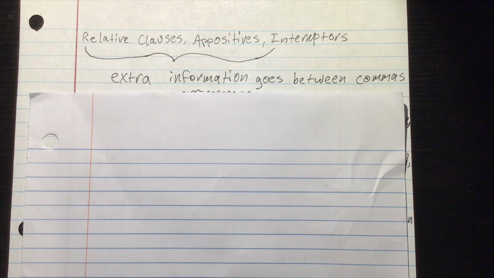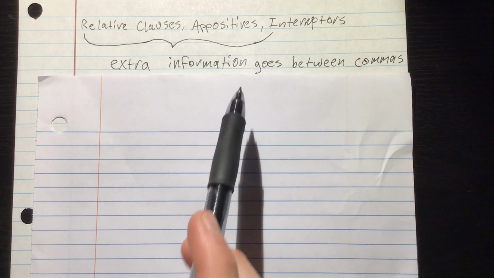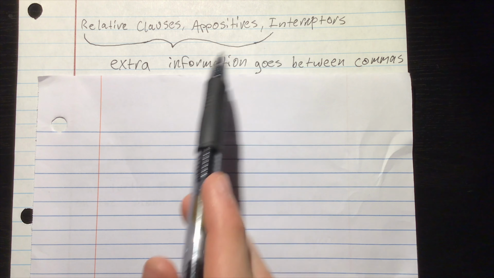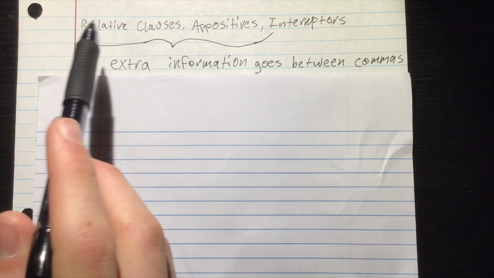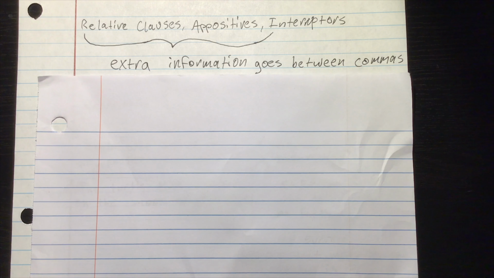So anything that's additional to the main idea of the sentence, anything that adds additional information, should always be marked off with two commas to indicate that if you were to remove that whole chunk, the sentence would still remain the same. So with commas, interrupters always get commas around them, appositives always get commas around them, and relative clauses, there are two types of relative clauses.